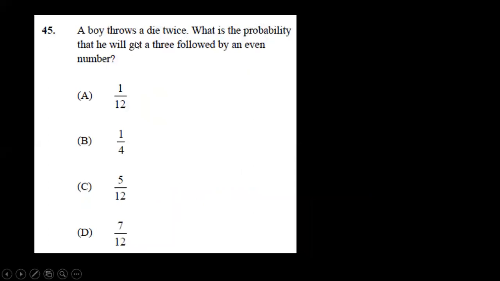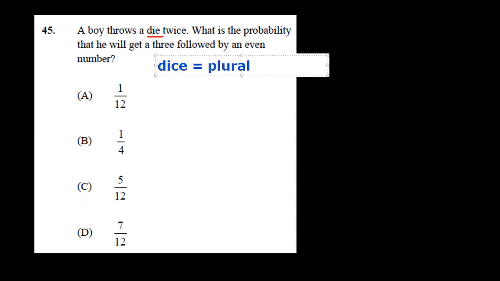What is the probability that he will get 3 followed by an even number? So dice is the plural form and die is the singular form. Remember that, because some people might say he's throwing 2 things. He's only throwing 1 thing. Die is the singular form, dice is the plural form.